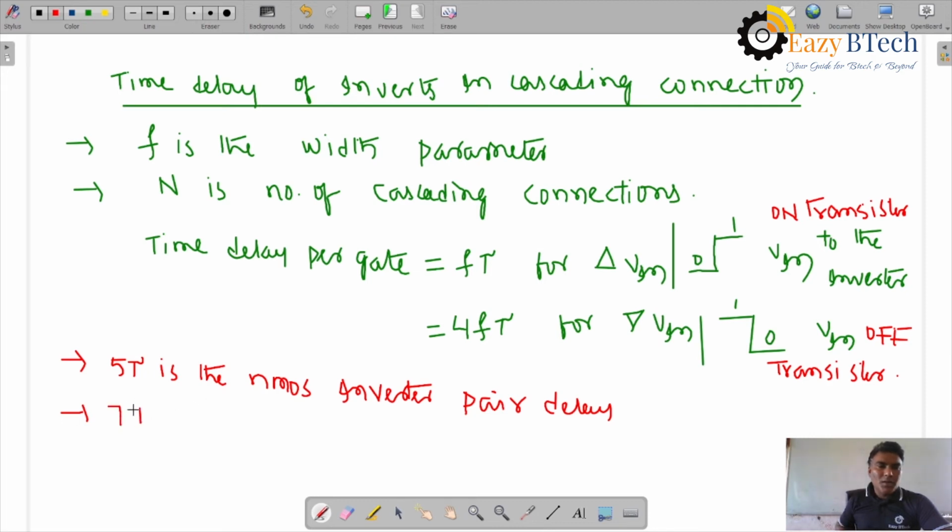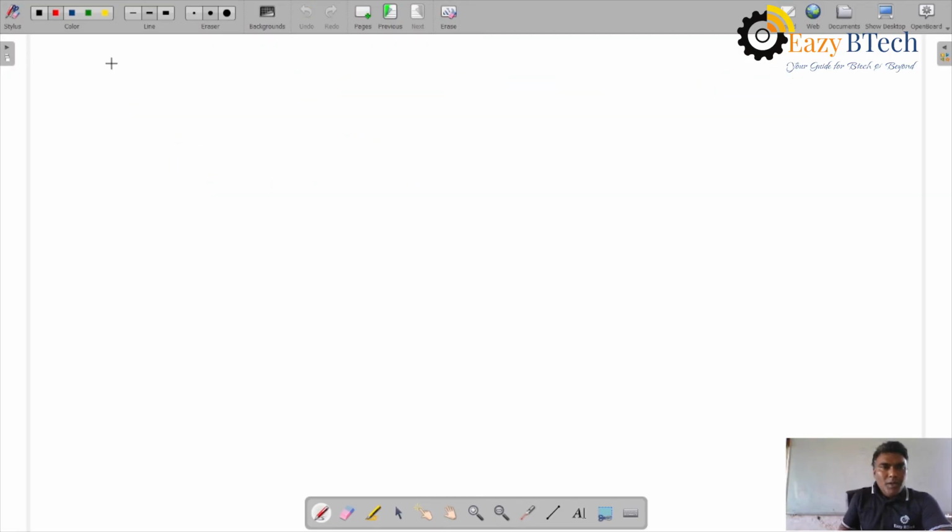And 7 tau is the CMOS inverter pair delay. Last class we discussed the CMOS inverter delay and the NMOS inverter delay. So the CMOS inverter pair delay is 7 tau, from one inverter to another inverter, and 5 tau is the NMOS inverter pair delay.